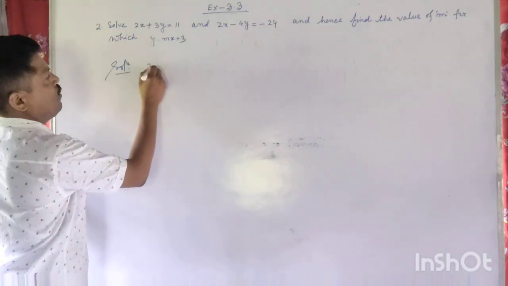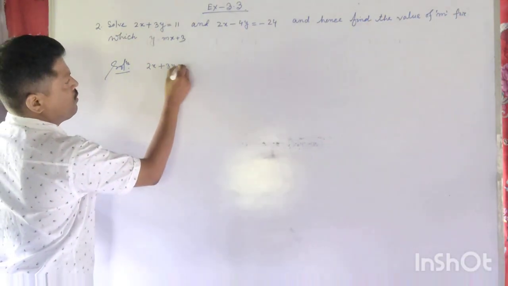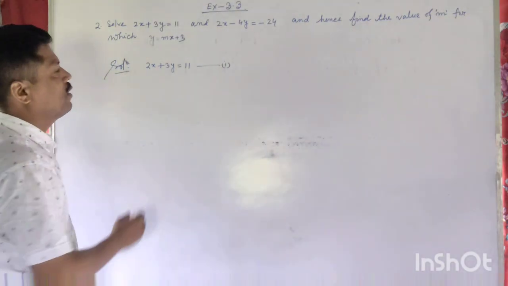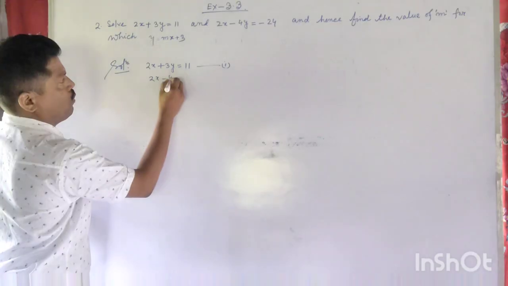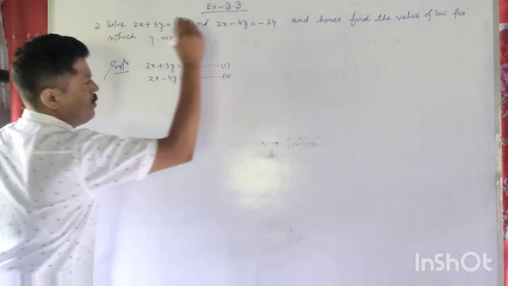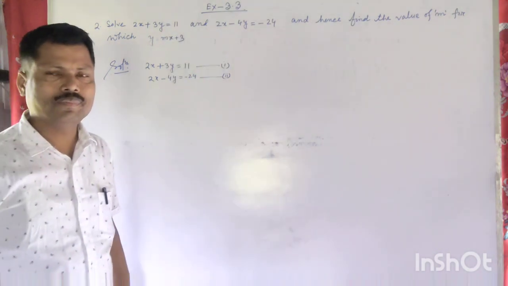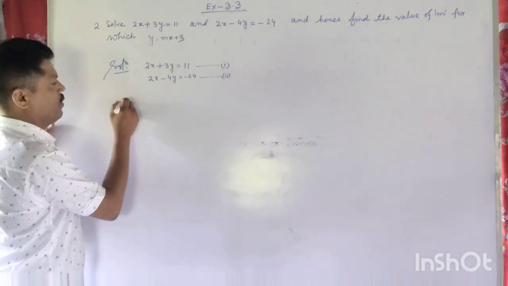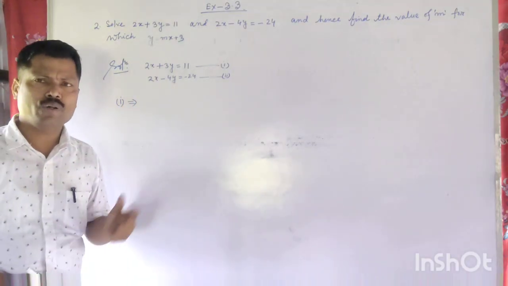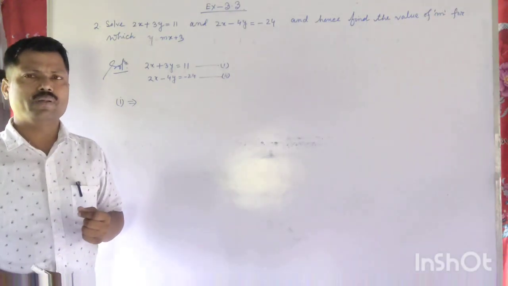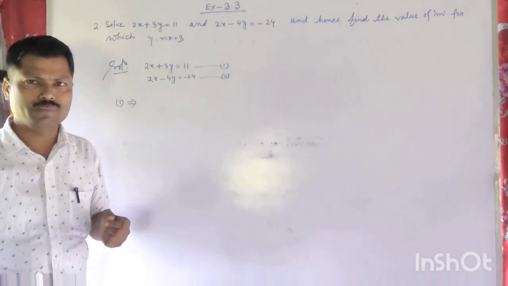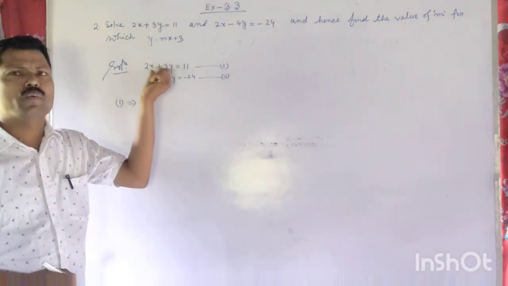Solution: 2x plus 3y is equal to 11. Put it as equation number 1. And the second one, 2x minus 4y is equal to minus 24. Put it here, equation number 2. So from equation number 1, we have to find out the value of either x or y. Any variable's value we have to find out first from equation 1 or equation 2.